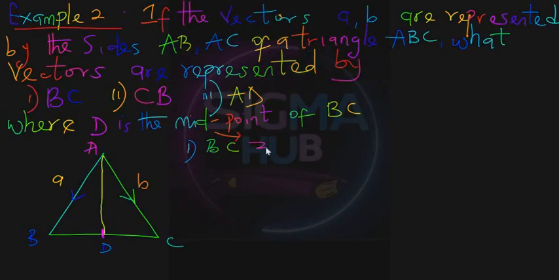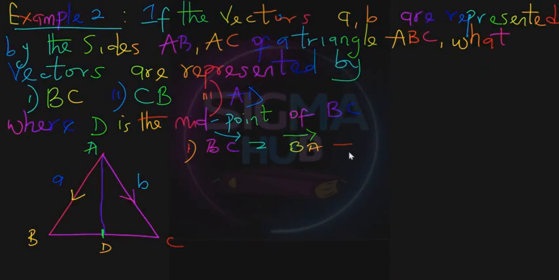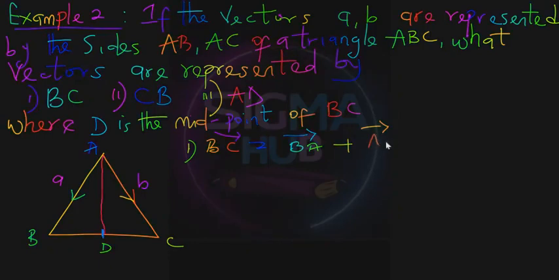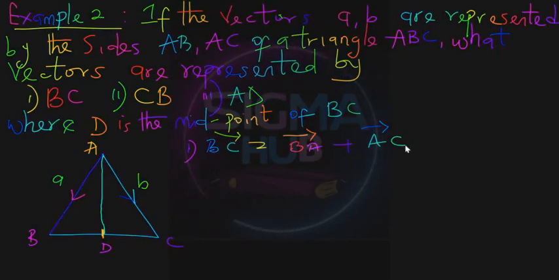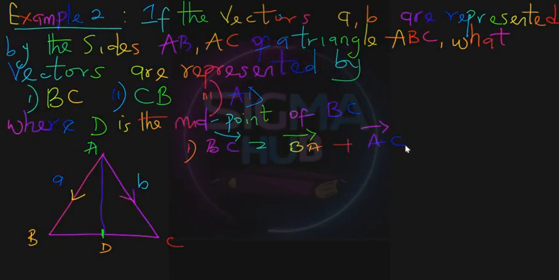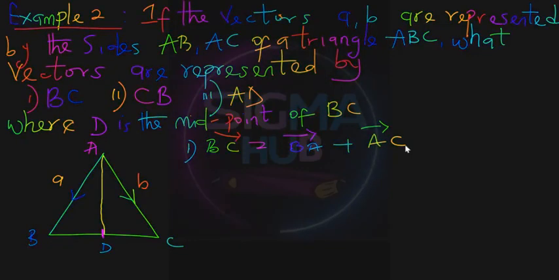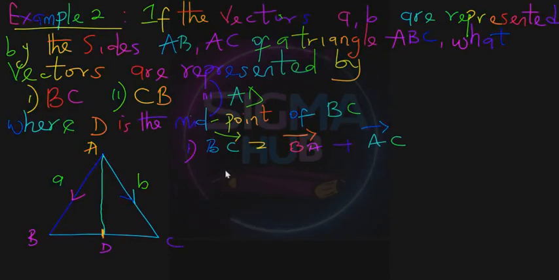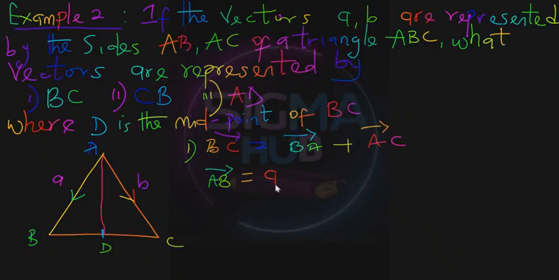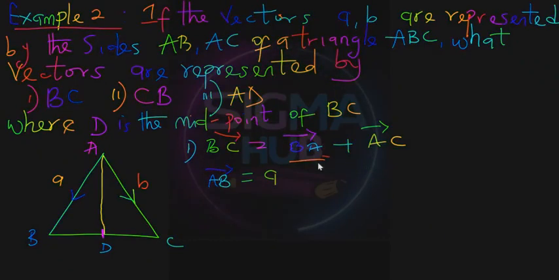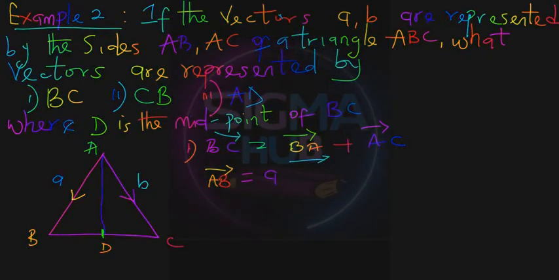So BC is BA, then plus AC. And don't forget that AB is given as A, while AC is given as B. So we have AB to be given as A. But this time around we are having BA. So what is BA going to be?